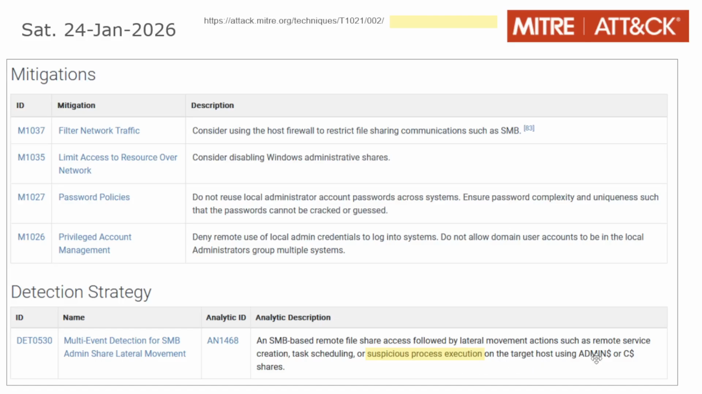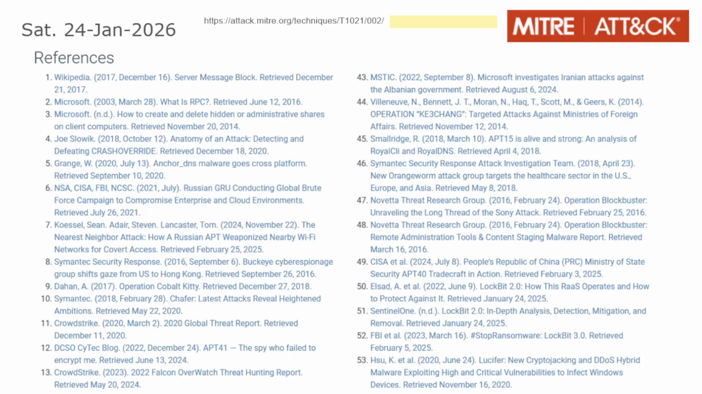Then you have here admin $C shares, so those appear to be at least a little bit suspicious, especially if your administrators have agreed to not use this anymore. Then it's a red flag immediately for you to find something. Okay, let's move on to references.